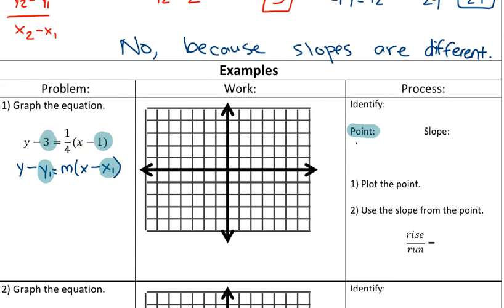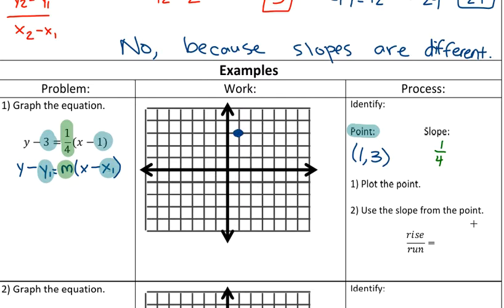So remember, for subtracting, it just stays positive. So 1, 3. The slope is what's on the outside of the parentheses. So our slope is 1/4. It's the m. So the first thing we're going to do is plot the point, because we have to have a starting point here. And my starting point is the point. So I'm going to plot 1, 3. So from the origin, I go over 1 and up 1, 2, 3. So there's my first point.